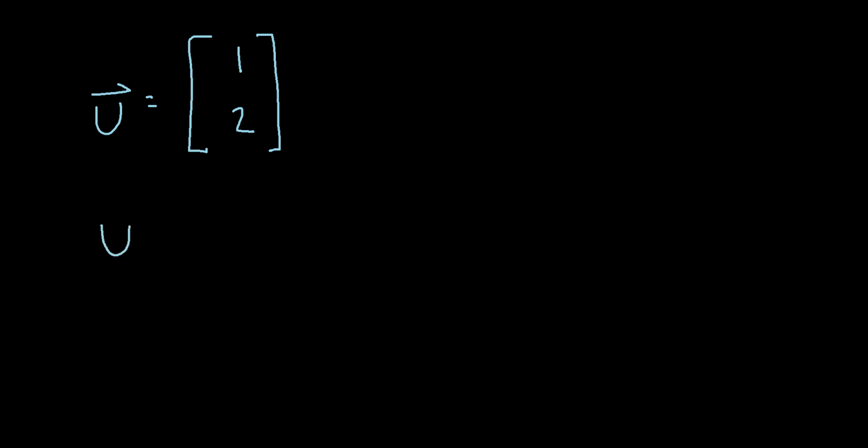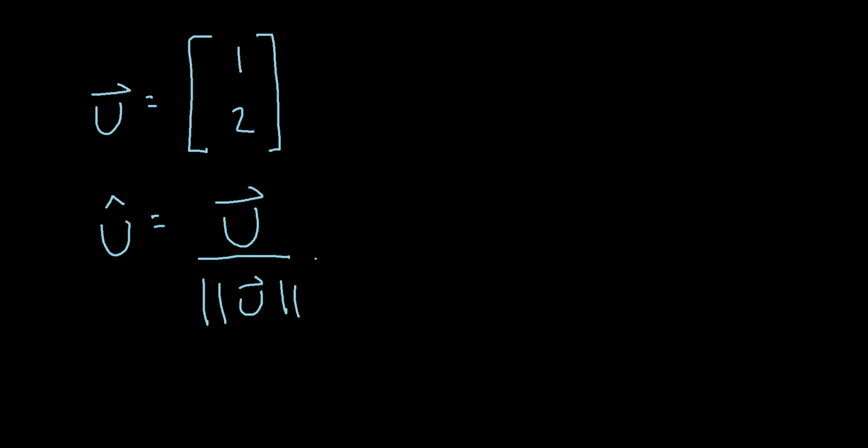So here's how we write that. We say u hat, which is the normalized vector, we use this little hat to indicate normalized, is equal to the values in the original vector divided by the length of the original vector. And we use these double bars to indicate the length of a vector.